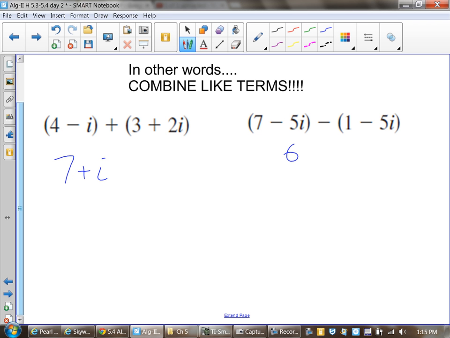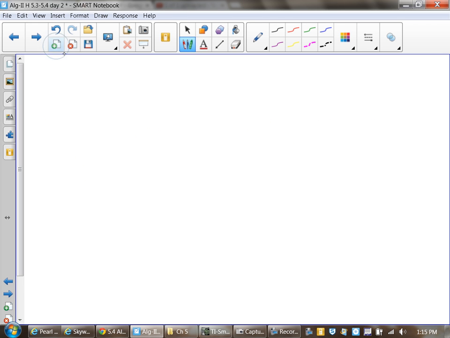So here's the next part of this: multiplying. When you are multiplying values of i, we start with stuff like this. I have 2i times the quantity 3 minus 4i. Complex number times a complex number.